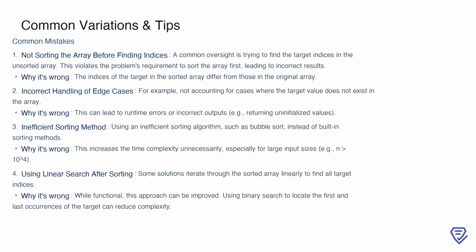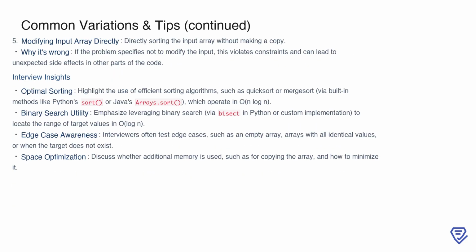Finally, while some solutions use a linear search after sorting to find target indices, this is suboptimal. A better approach is to leverage binary search, which can reduce the complexity of locating the range of target values in the sorted array. Another mistake to avoid is directly modifying the input array by sorting it, especially if the problem specifies that the input must remain unchanged. Sorting in place can lead to unexpected side effects elsewhere in the code.